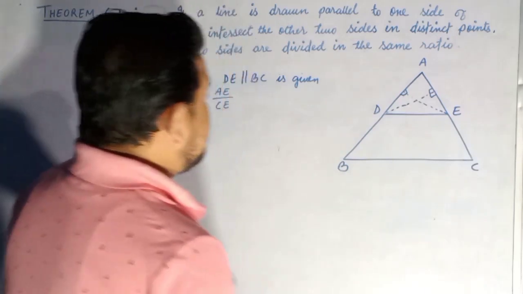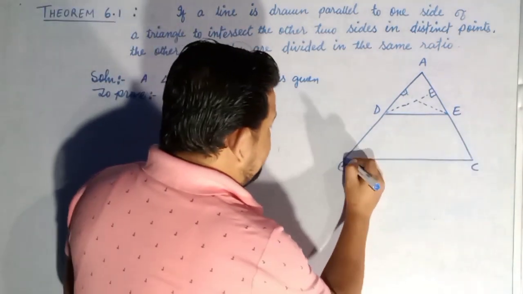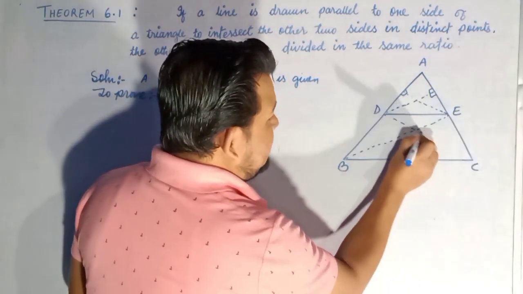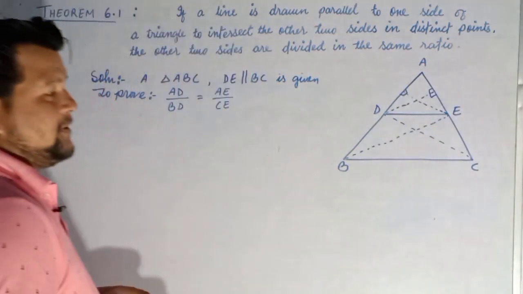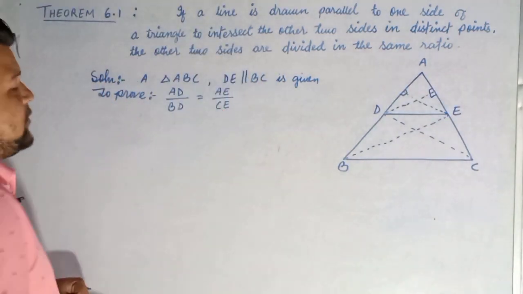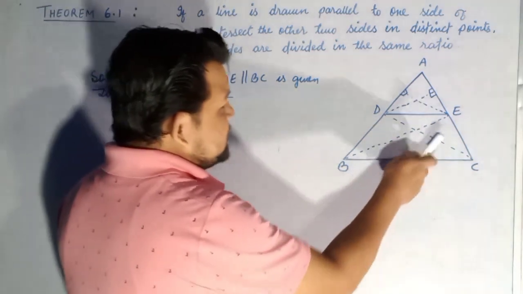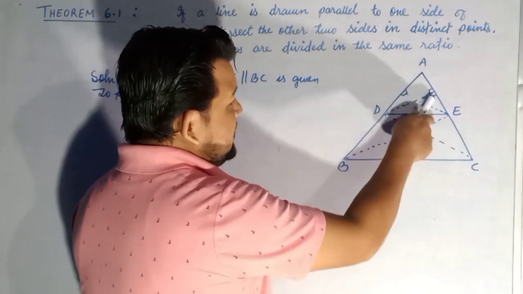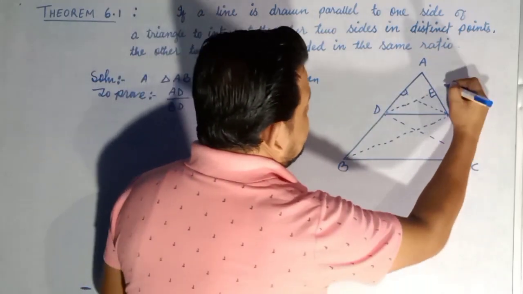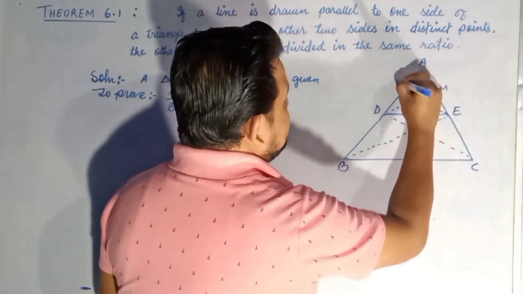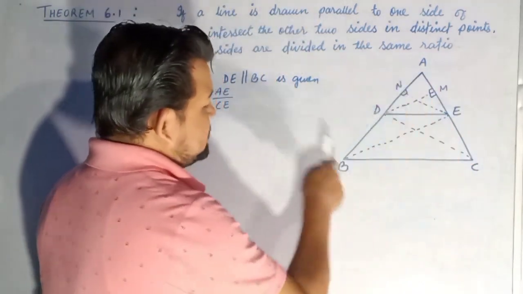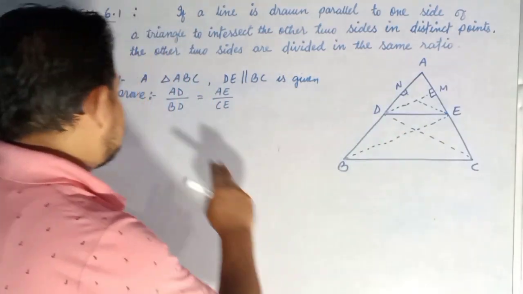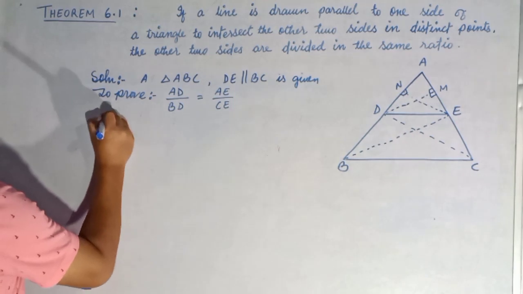Now let us also join B, E and also D, C. Now you see what we have got here. We have drawn a perpendicular from D to line AC, let us name it M, and suppose here it is N, the perpendicular from E to AB, and BE and CD are joined. So let us write out the construction what we have done.